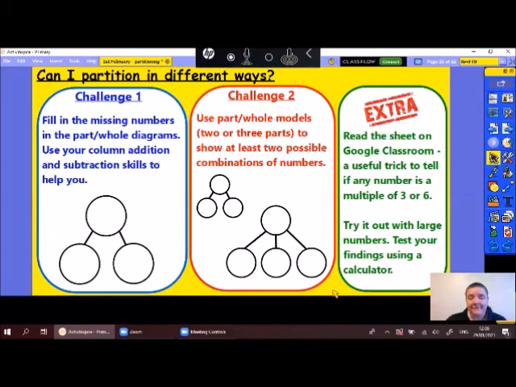Now we don't really have a super challenge today. Instead, we have an extra challenge. So it's not that it's particularly difficult, it's just interesting. The information for it is on Google Classroom, and it's basically a useful trick that you can use to identify whether any number is in the 3 or the 6 times table. And when I say any number, I mean you could look at a number in the billions and work out if it's a multiple of 3 or 6. Try it out with any numbers you like.